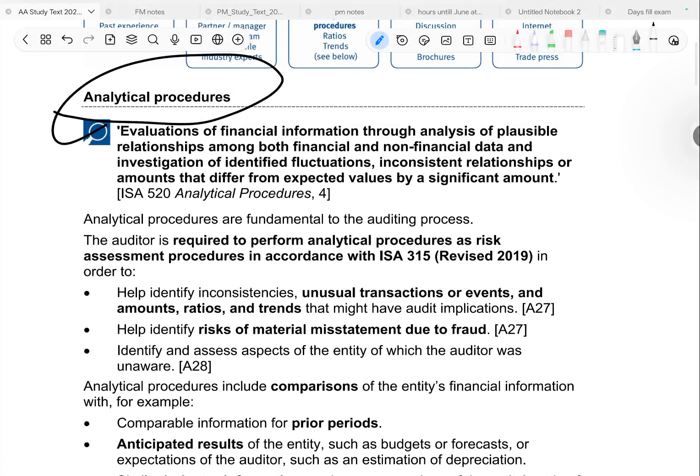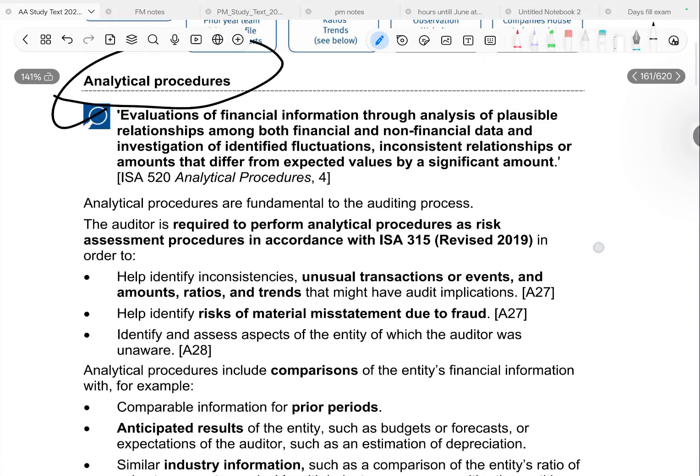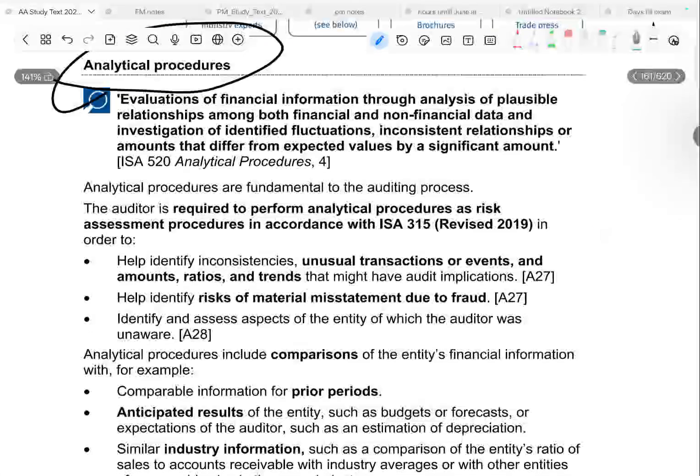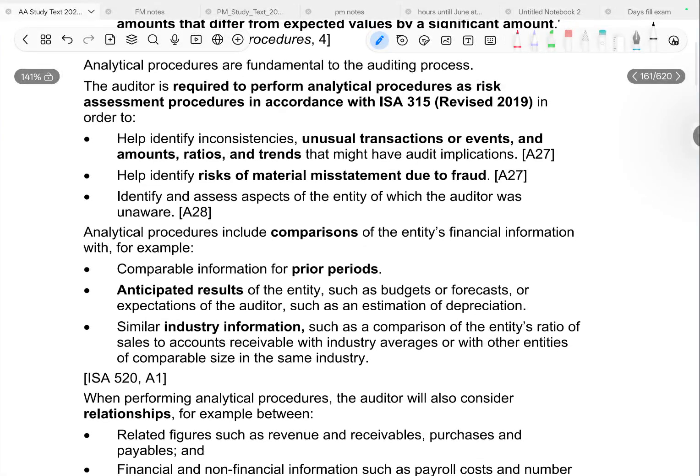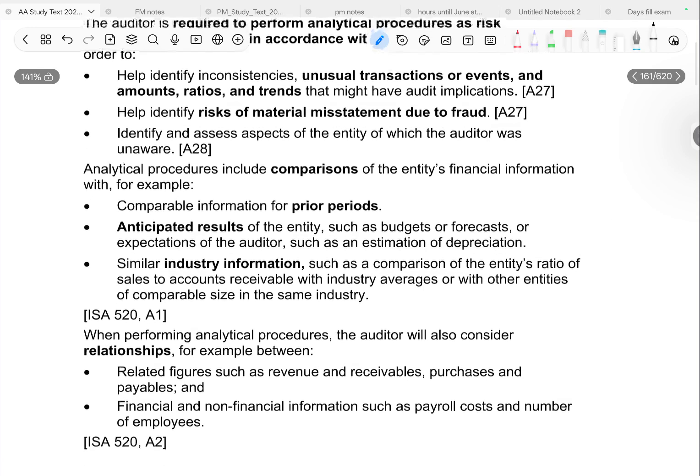They are used during risk assessment to help identify potential problem areas. Analytical procedures help the auditor spot unusual transactions, trends, or ratios that may indicate a risk of material misstatement. They are also useful in identifying possible fraud and in highlighting areas the auditor may not have been previously aware of.